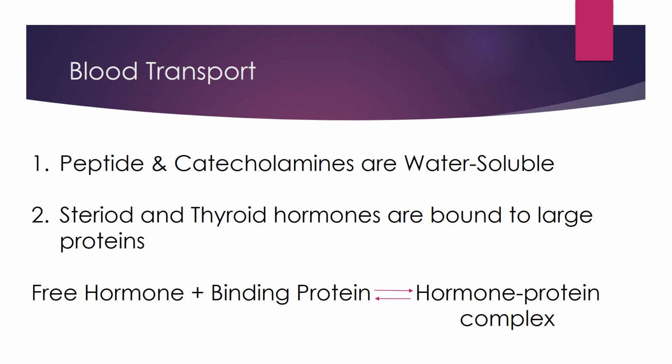And so these are going to circulate bound to proteins, and so they make up this free hormone complex, and then they'll have this large binding protein and then make a protein hormone complex. Both of these mechanisms are highly specific, and they will bind to receptors with a high affinity.